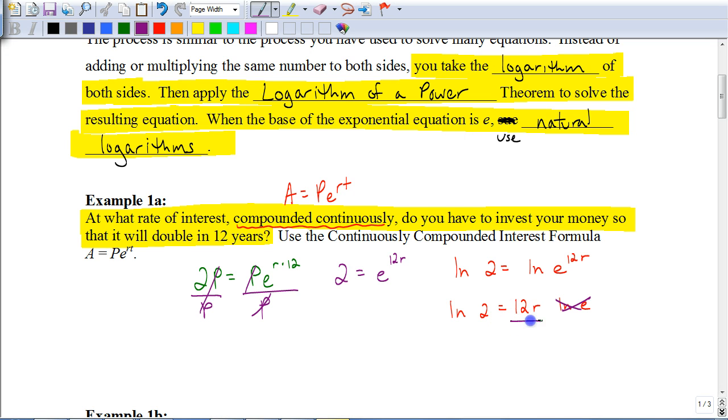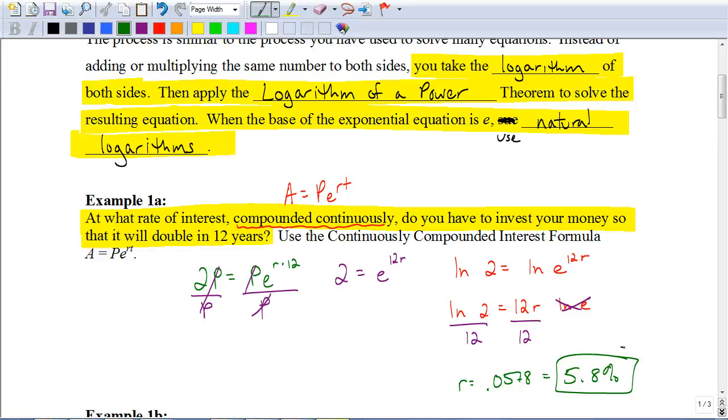So to find out what r is, I'm going to divide both sides by 12. And that would give me my answer of, like we said, we take the natural log of 2 divided by 12, and that gives you 0.0578, which as a percent would be about 5.8%. So in order to double in 12 years, she would need to invest at 5.8%.